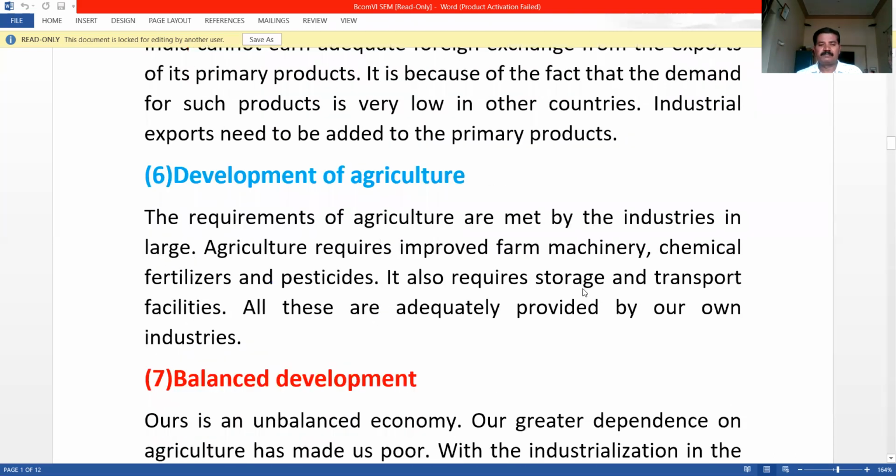Then the sixth point: development of agriculture. With the fast development of industry, the requirements of agriculture are met by industries on a large scale. Agriculture requires improved farm machinery, chemical fertilizers, and pesticides. It also requires storage and transport facilities. All these are adequately provided by our own industries.